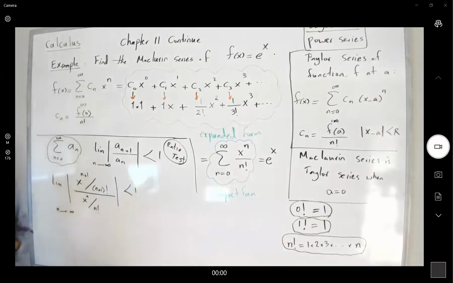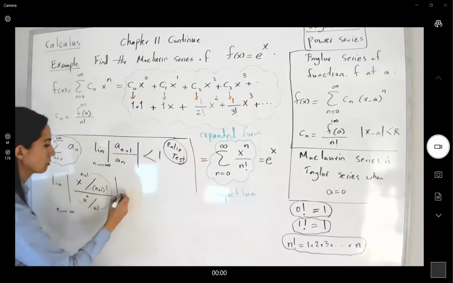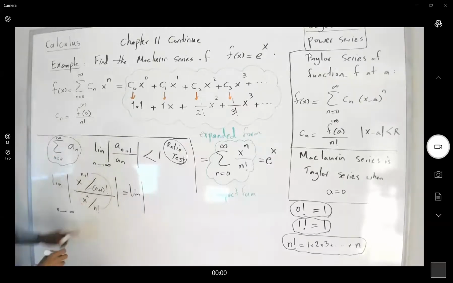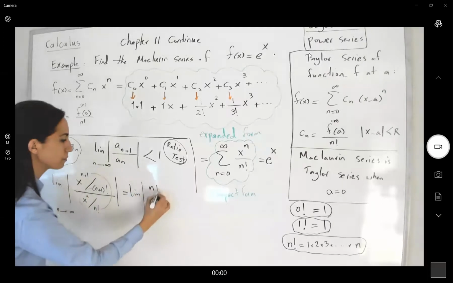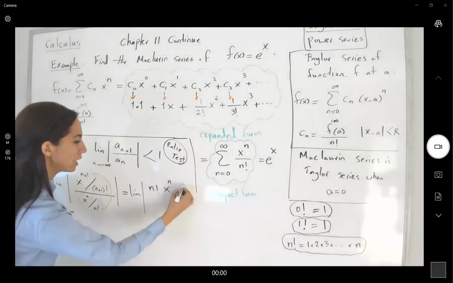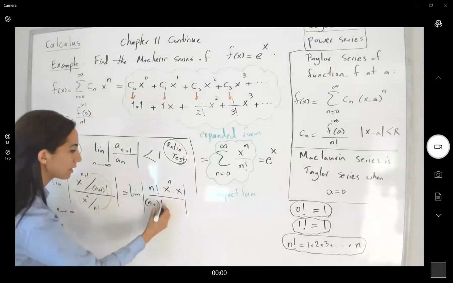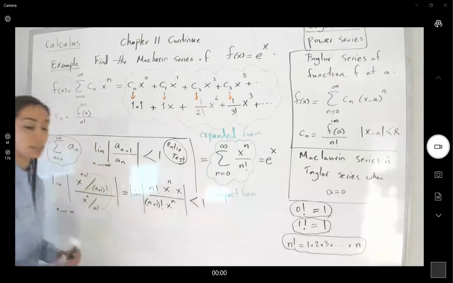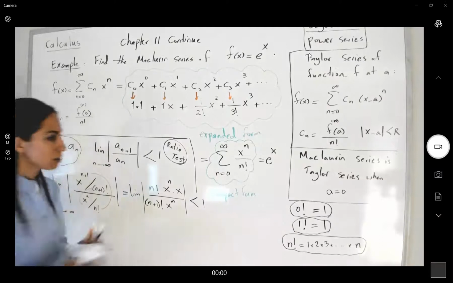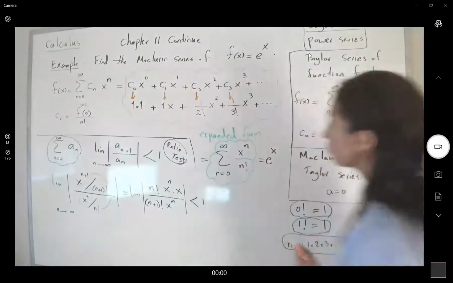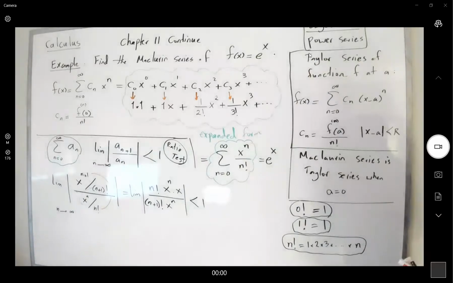Okay, let's start simplifying this fraction. So we need to multiply these two, and then multiply these two and simplify our fraction here. So we get the limit of n factorial times x to the n times x divided by (n plus 1) factorial times x to the n, and this must be less than 1. So let me erase this part. I need a little bit more space.